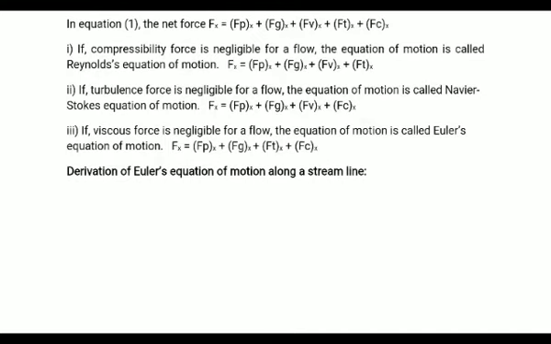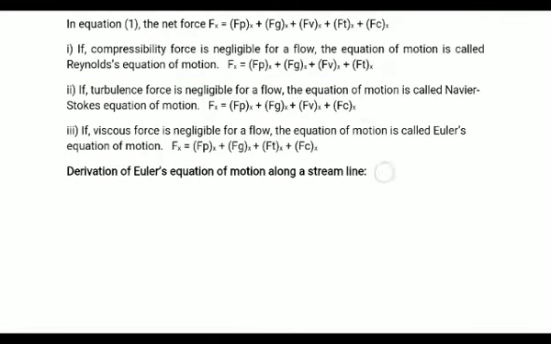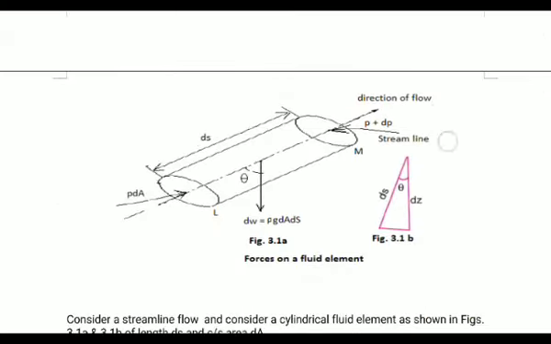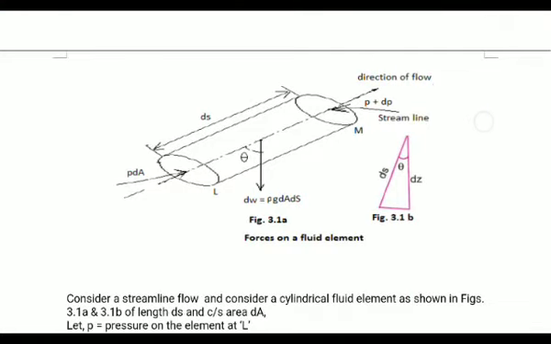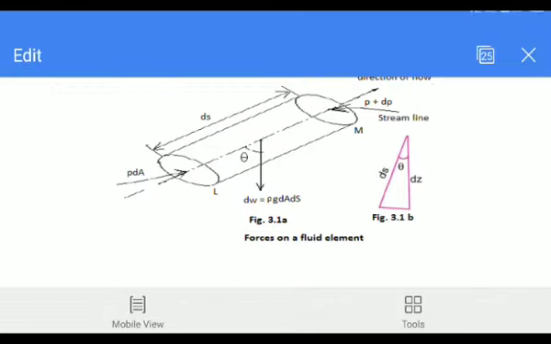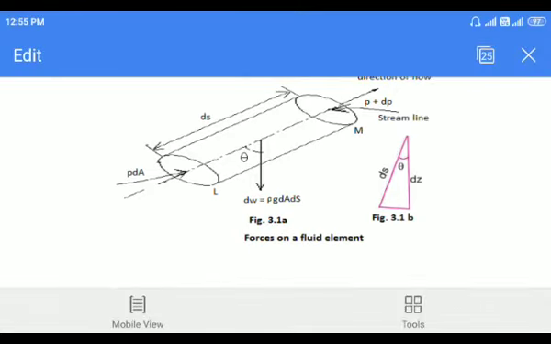After that, one important derivation is the derivation of Euler's equation of motion along a streamline. For that, you have to consider a flow here. You can see this is an element. The element has a length ds and area dA. On the left hand side, a force is applied, that is P into dA, force equal to pressure into area. Similarly, in the forward direction, the opposite force will be P plus dP.